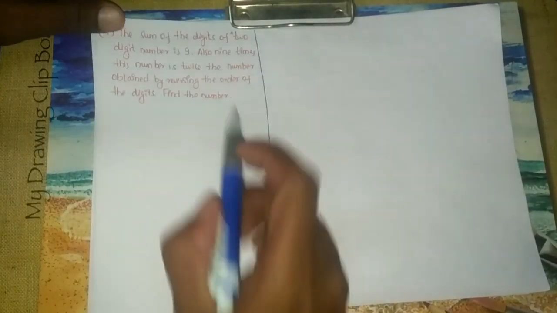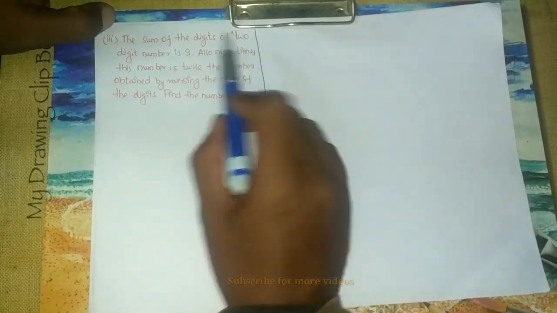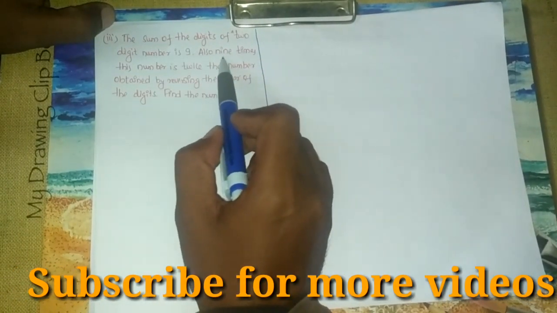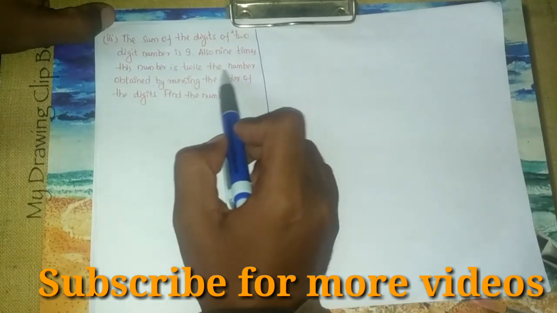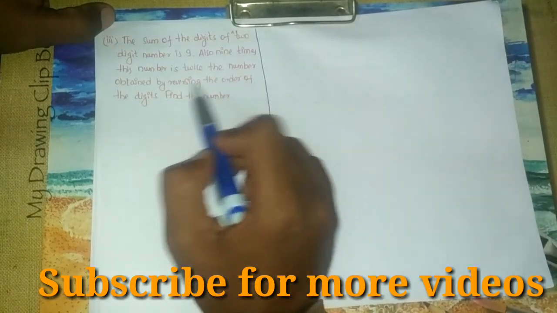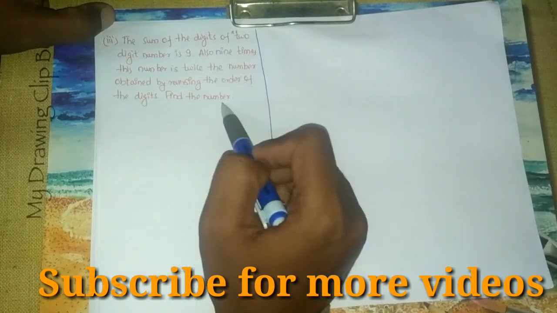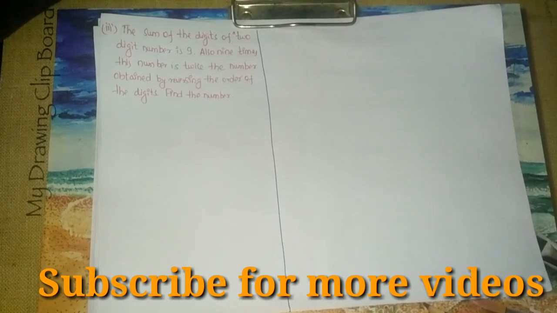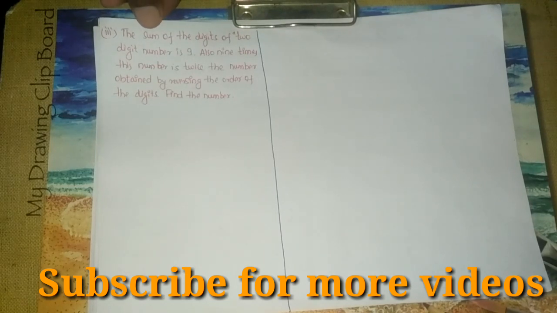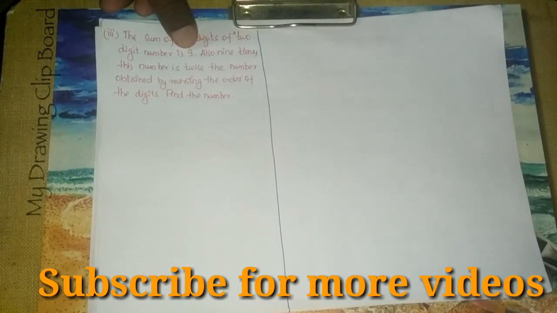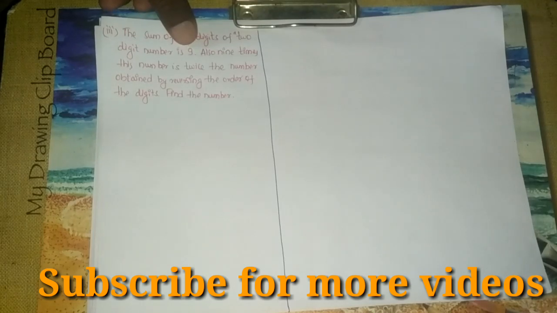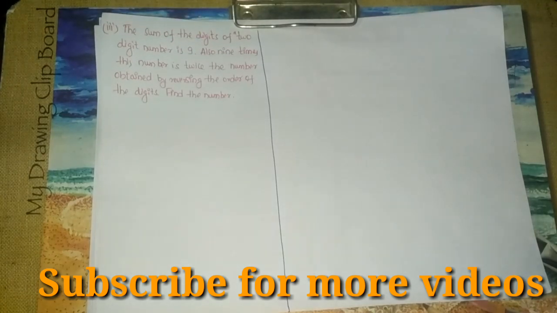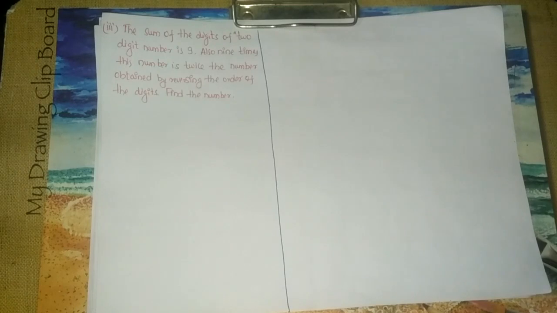Next question. The sum of the digits of a 2-digit number is 9. Also, 9 times this number is twice the number obtained by reversing the order of the digits. Find the number. So here we have two digits, and the sum of the two digits equals 9. So what are those digits we need to find? Here the variables are the digits.